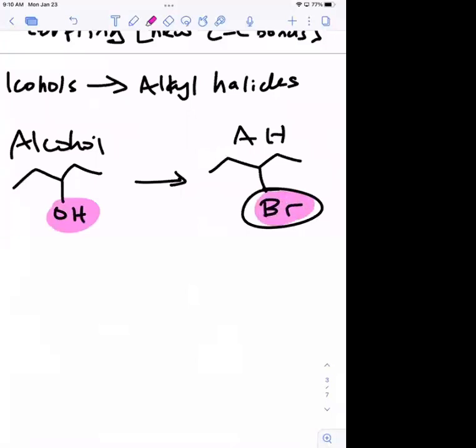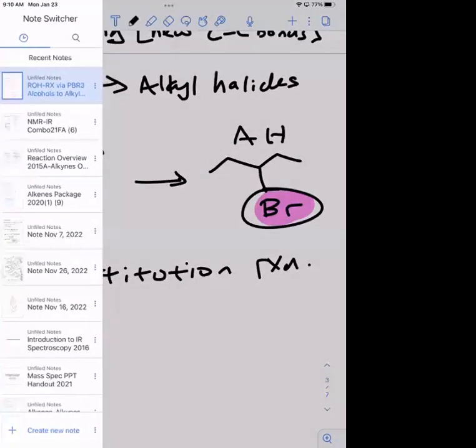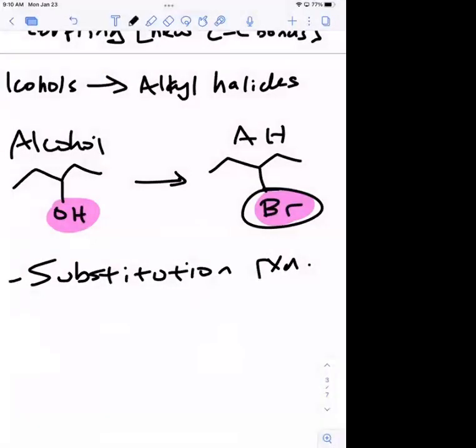Or let me back up. What happened in this reaction? What type of reaction happened? Well, not even say type. What happened here? Anybody? Which was substituted for bromine. I did a substitute. So that's great. Thank you. All of these reactions are substitutions. Right. Every alcohol conversion into an alkyl halide is a substitution reaction.